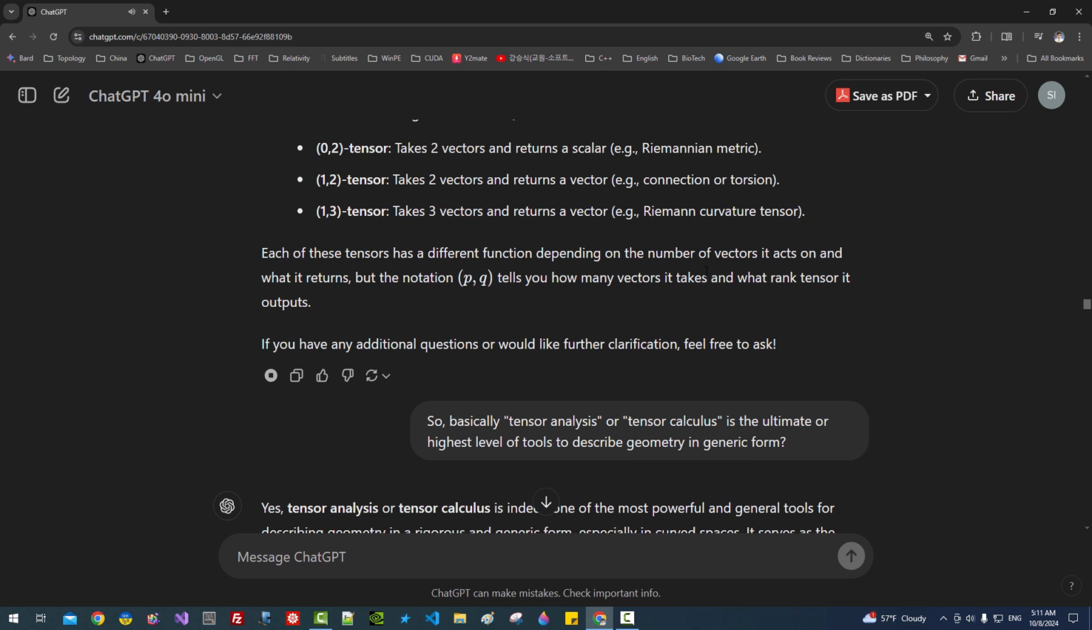Each of these tensors has a different function depending on the number of vectors it acts on and what it returns, but the notation (p,q) tells you how many vectors it takes and what rank tensor it outputs. If you have any additional questions or would like further clarification, feel free to ask.